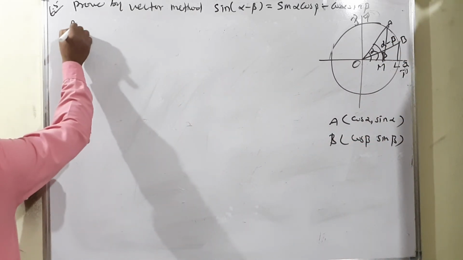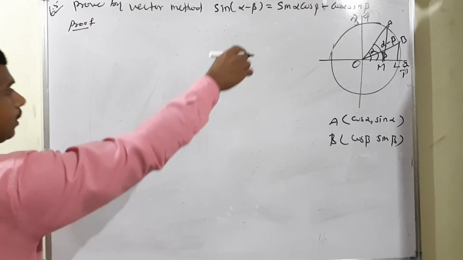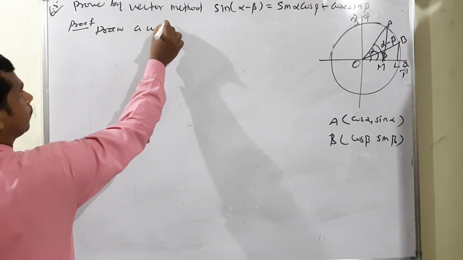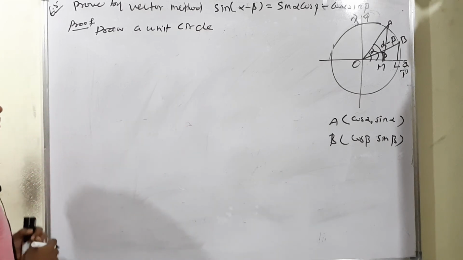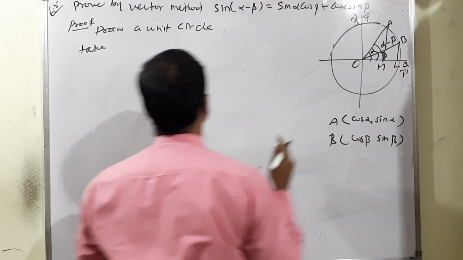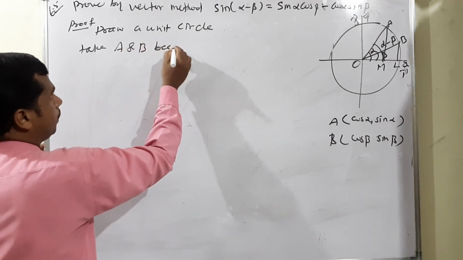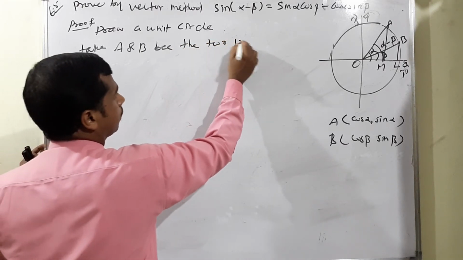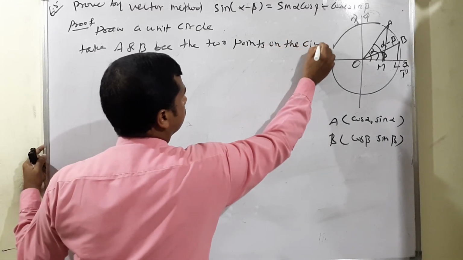Now the proof of the condition. Draw a unit circle, isn't it? The first point, draw a unit circle. Then take how many points? A and B, isn't it? Take A and B to be the two points on the circle.